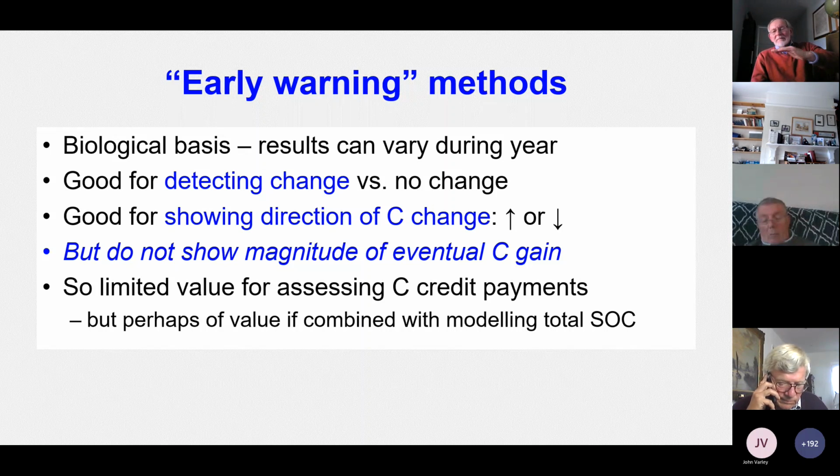They'll tell you, is it changing or not? Is it going up or going down? And roughly what sort of rate it's changing, either fast or slow, but it will not tell you that in 10 years' time you will have sequestered 5 tonnes of carbon. That's not what they'll tell you. So they're good, but they've got limitations, these measurements.